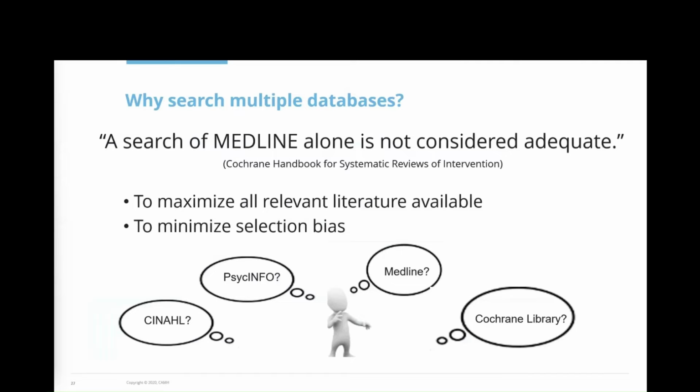So why do we want to search multiple databases? Because a search of Medline alone is not considered adequate. While this quote is meant to apply to conducting systematic reviews, it is applicable to conducting comprehensive research in general and is overall considered a best practice. The purpose of searching multiple databases is to maximize all relevant literature available, as well as minimize selection bias.